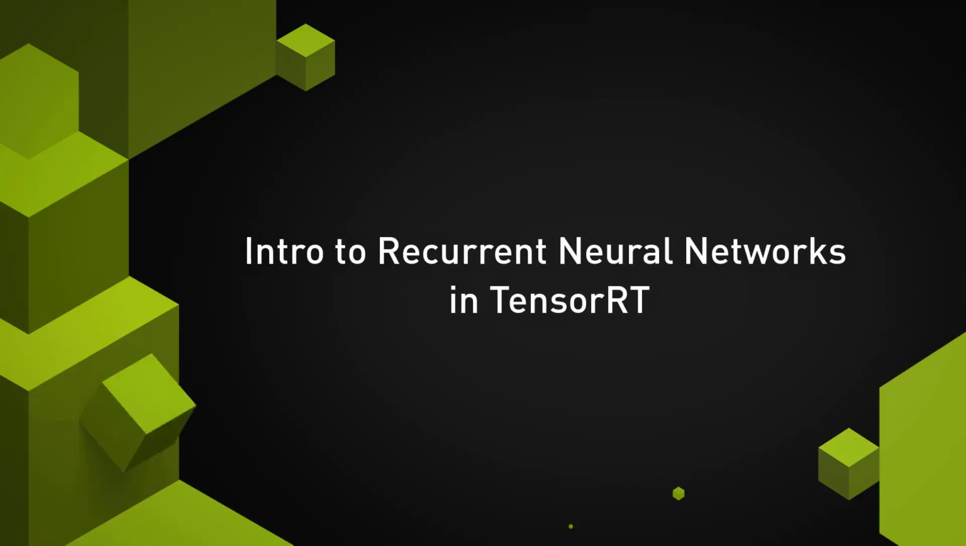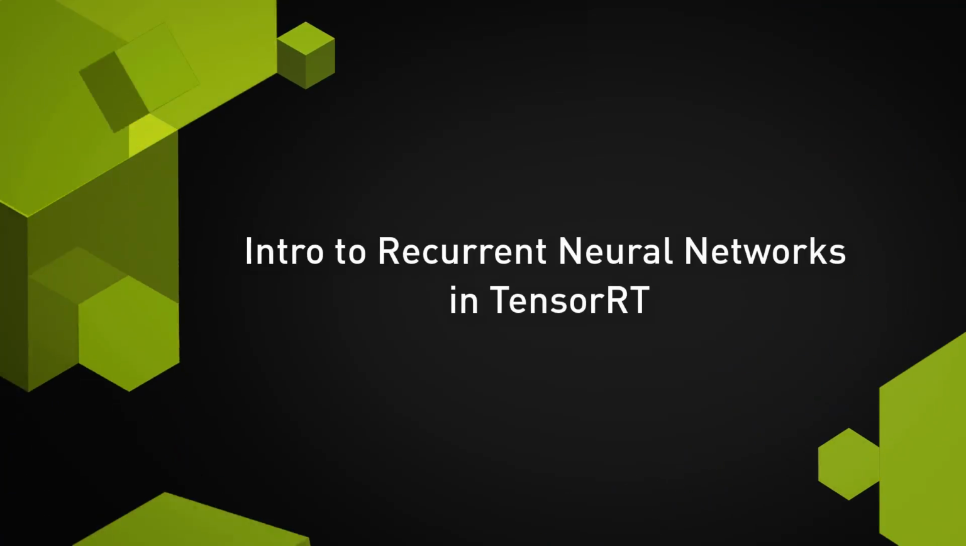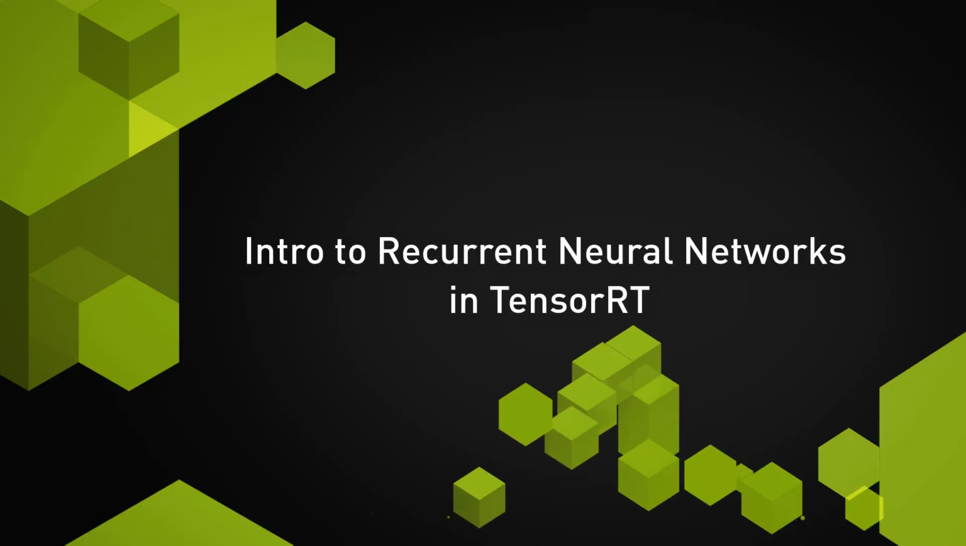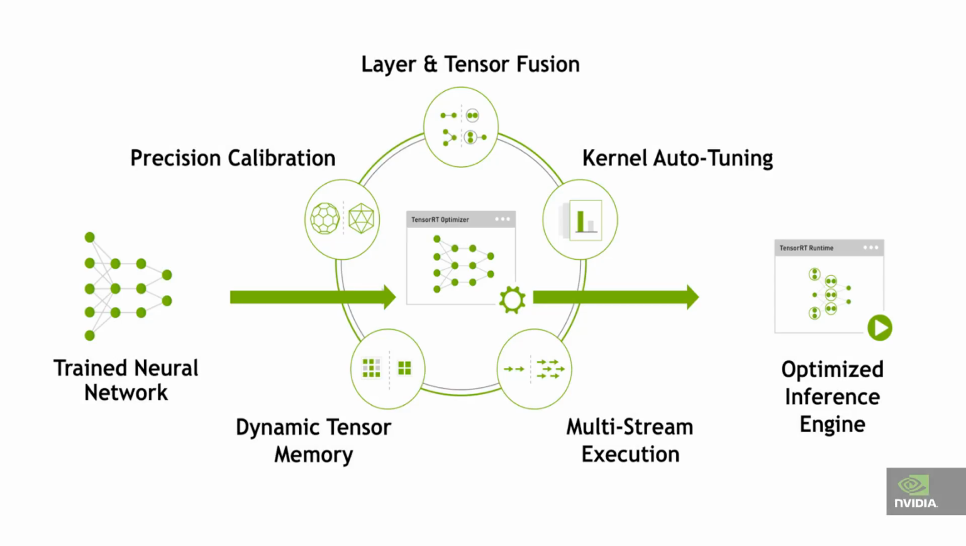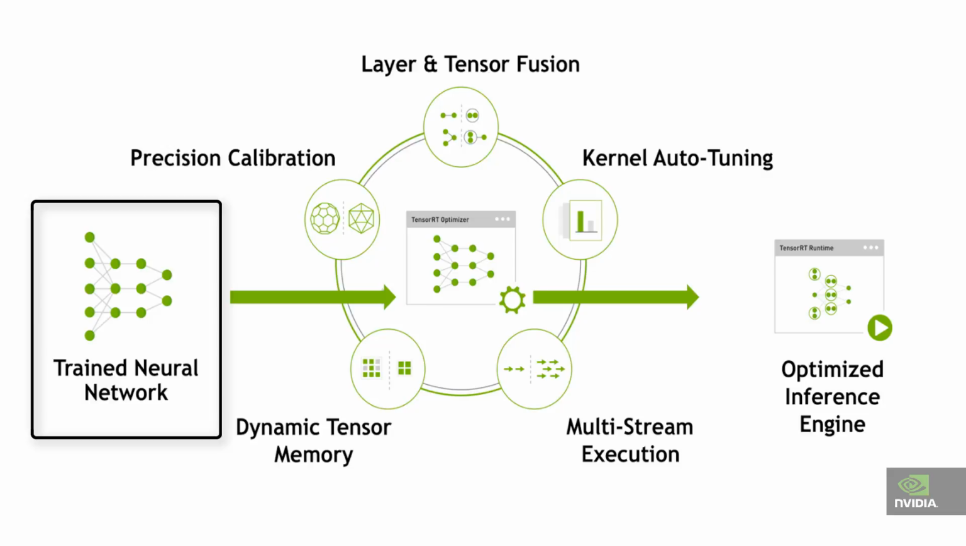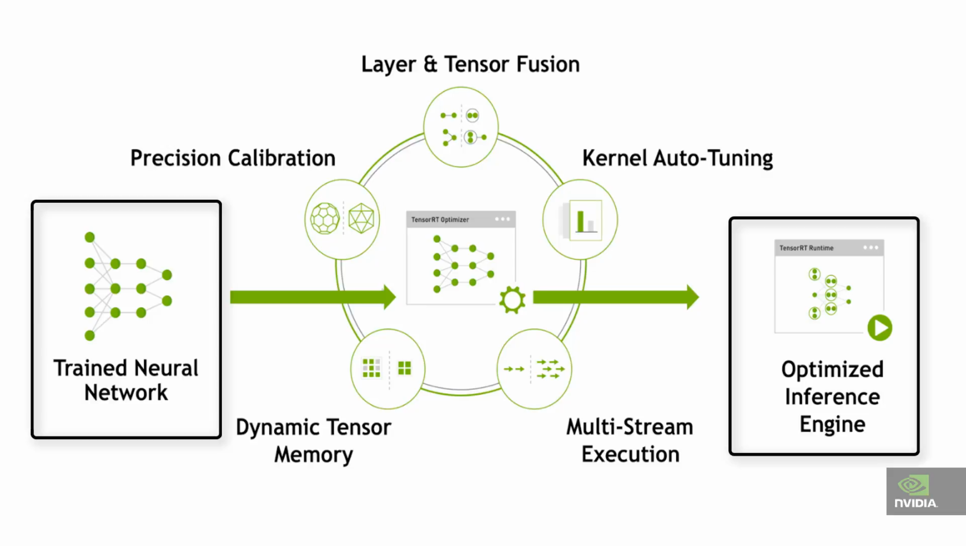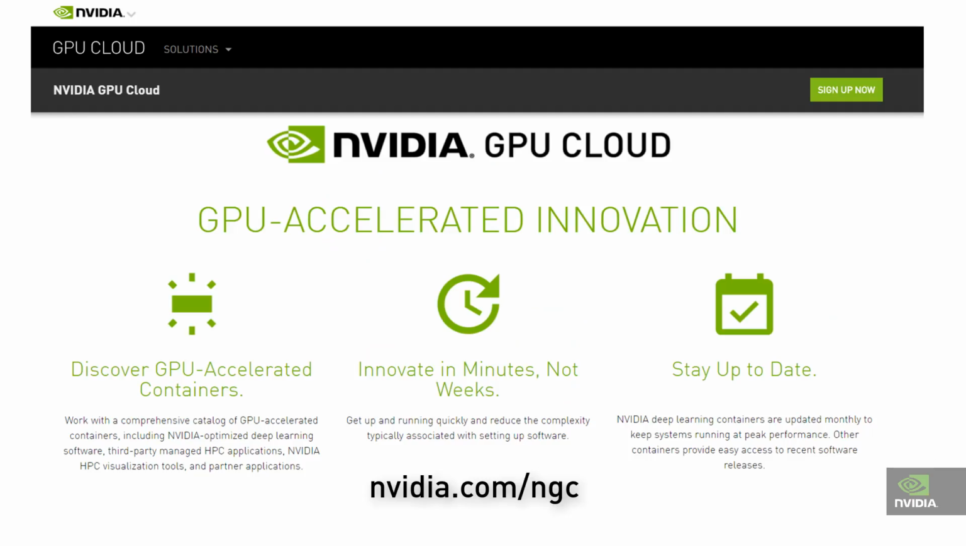In this video, we'll explore how to use NVIDIA TensorRT for production deployment of a multi-layer recurrent neural network that predicts the next character in a sequence. TensorRT is a programmable inference accelerator that takes in a trained neural network as input and generates an optimized runtime engine. The easiest way to get started with TensorRT is with the container in NVIDIA GPU Cloud.